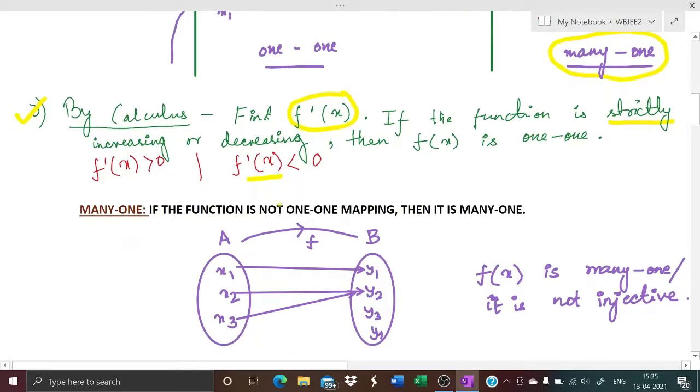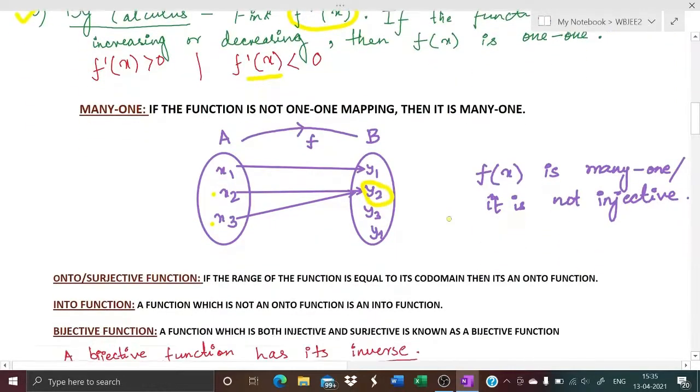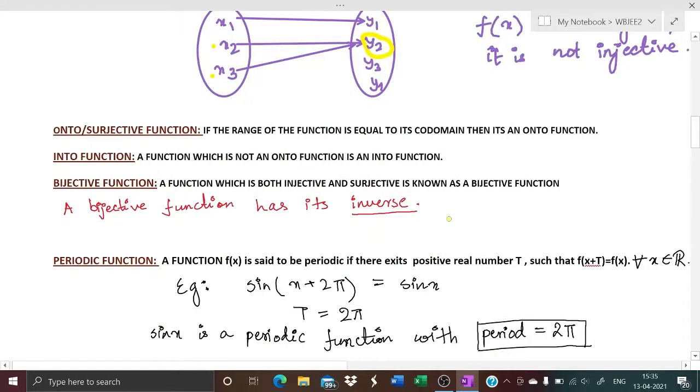Now it is very obvious that a function which is not one-one is many-one, or it is not injective. Here you can see that the elements x2 and x3 in A are being mapped to the same element in B, that is y2. So both of them have the same image, so the function f of x is many-one or not injective. Fine, so now we have known what is an injective function.